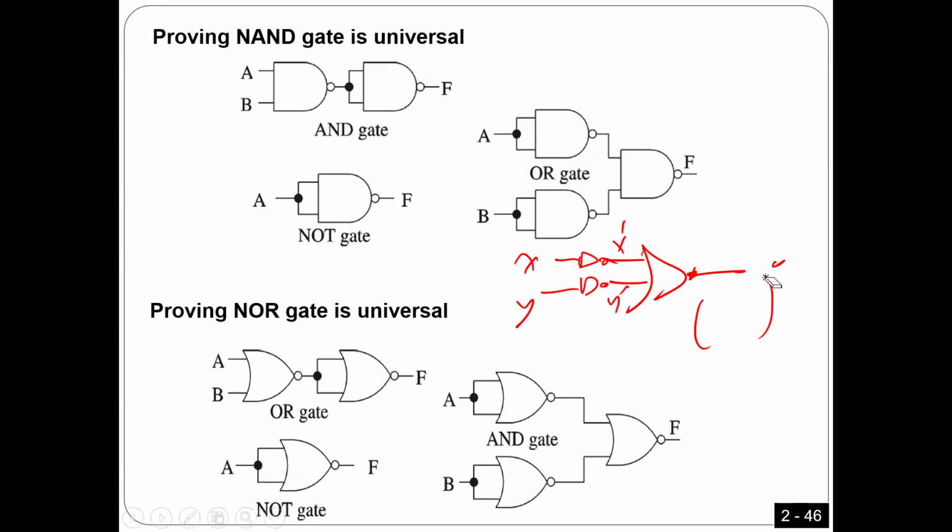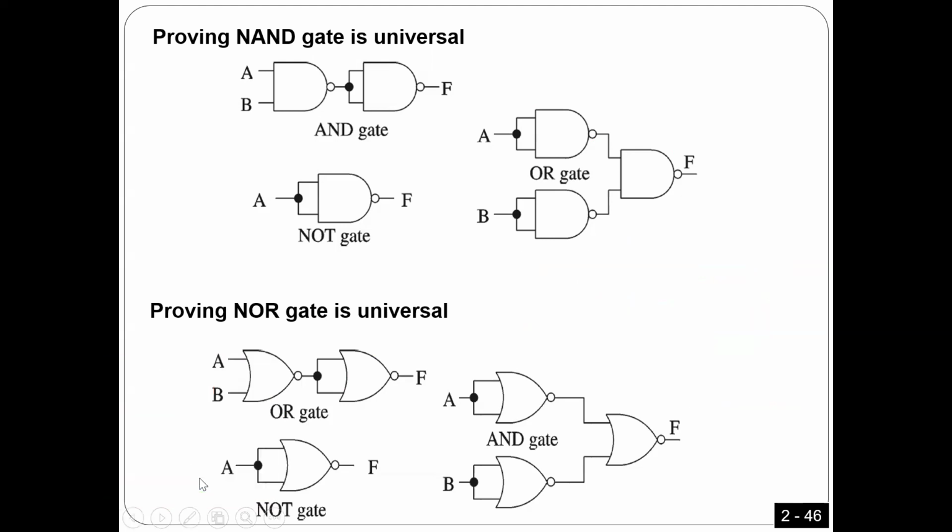I did NAND, not NOR. So X prime or Y prime, yes, because this is NOR. Again, you can apply De Morgan, so you invert the first one, you invert the second one, and it becomes AND, okay?